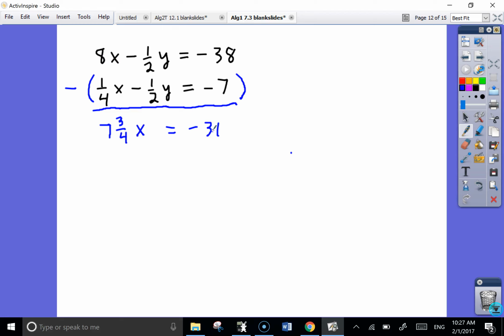That'd be like plus 7, so it's minus 31. Now with your calculator, it's actually a fairly simple thing to divide by 7 3/4, but let's do this. Let's turn the 7 3/4 into an improper fraction. 4 times 7 is 28, plus 3 is 31/4 x.